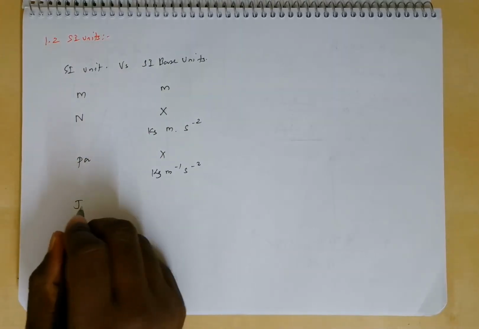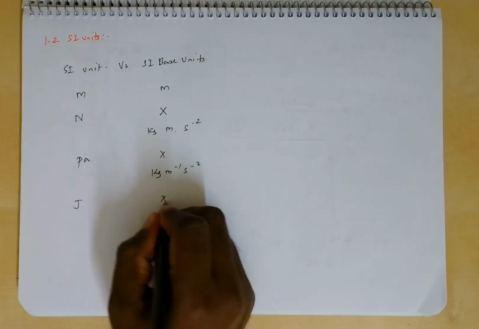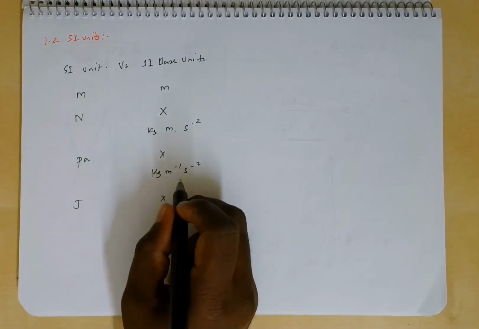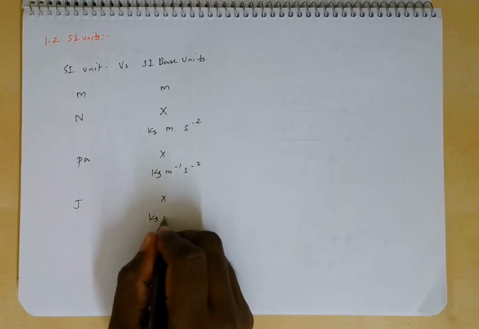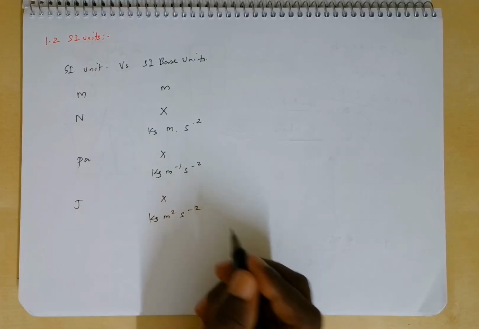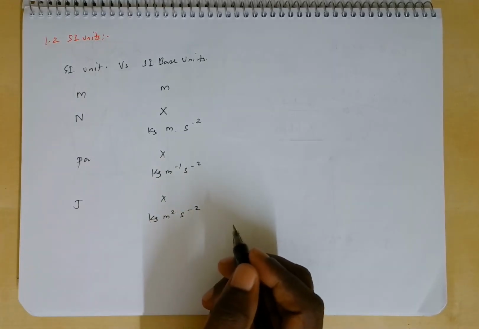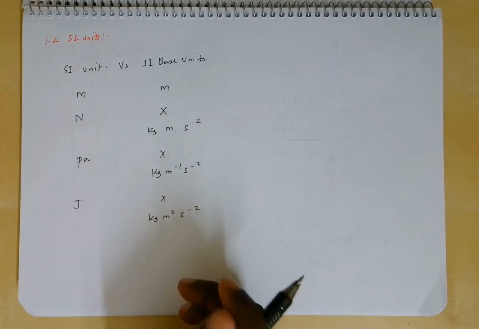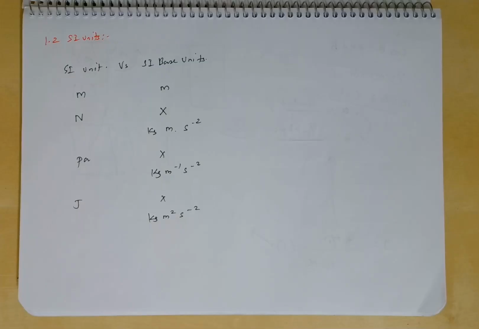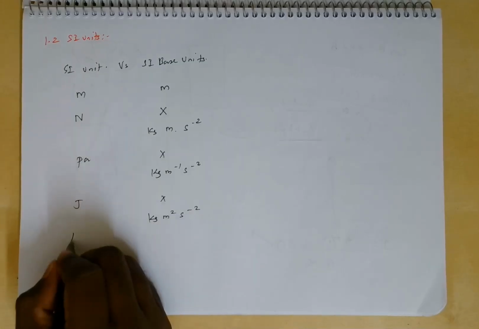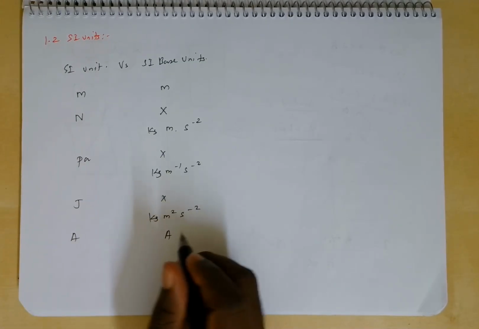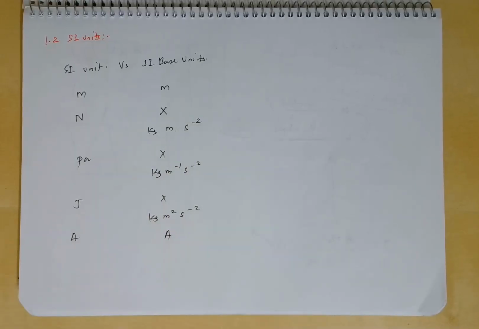So joule is a SI unit, but it's not SI base unit. So joule is force into distance, right? So you will get kilogram meter square second power minus 2. Okay, so this is how we have to work. So if current is SI unit, also current is SI base unit, ampere.